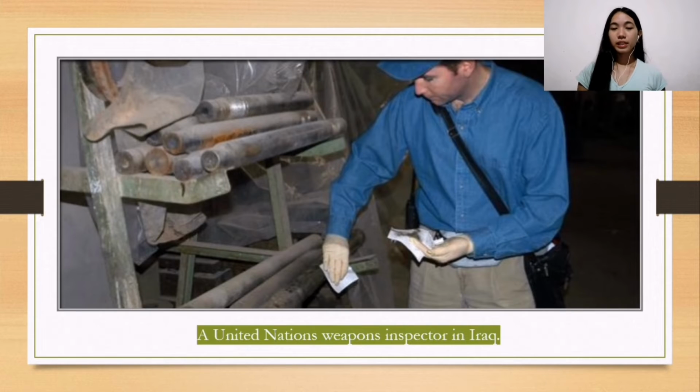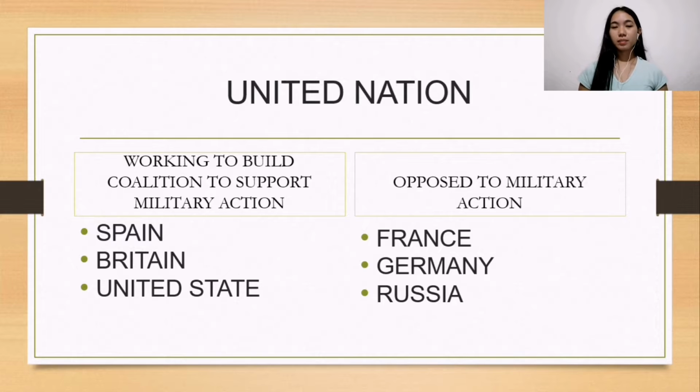The image shows the United Nations Weapons Inspector in Iraq doing an inspection regarding weapons of mass destruction. With the United Nations in the middle, Spain, Britain, and the United States are working to build a coalition to support military action, while France, Germany, Russia, and more are opposed to military action. So this has really become a challenge to the United Nations in terms of issues in security and peace.